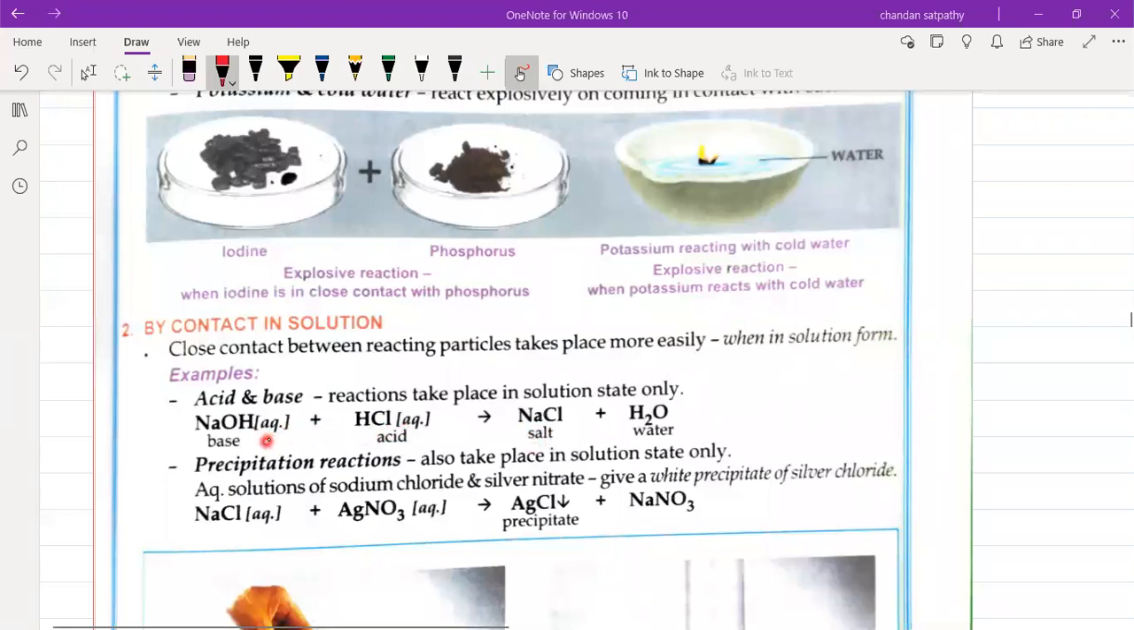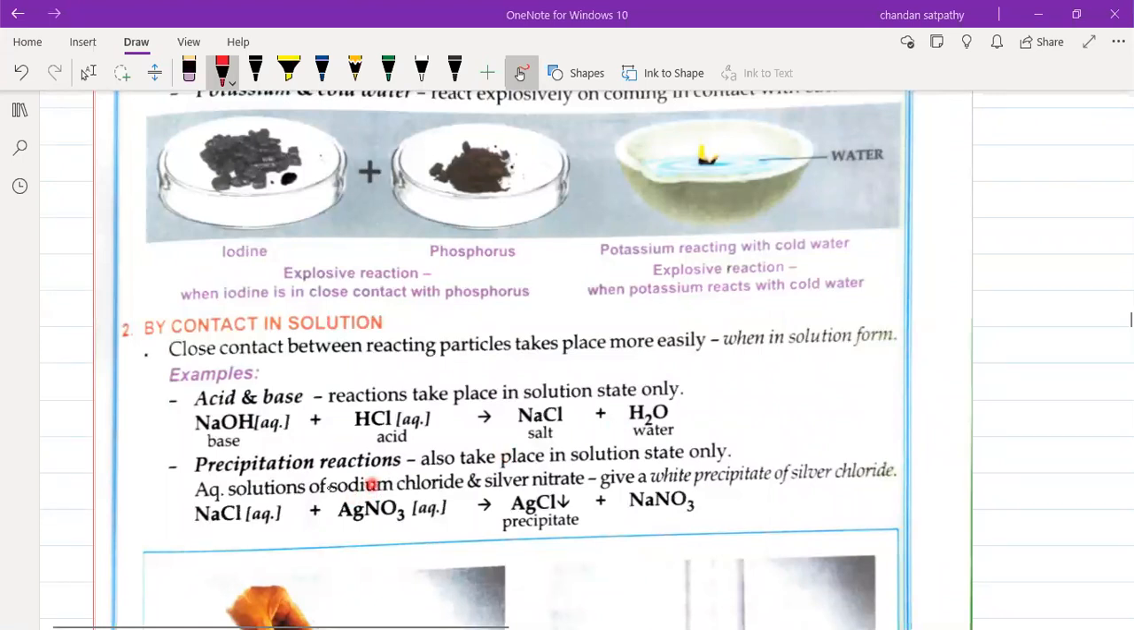So aq means aqueous solution. An aqueous solution of NaOH and an aqueous solution of HCl combine with each other, react with each other and form sodium chloride and water. And this type of reaction is called what? This type of reaction is called a neutralization reaction.